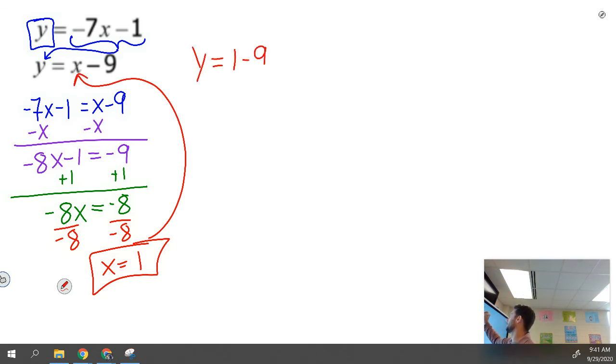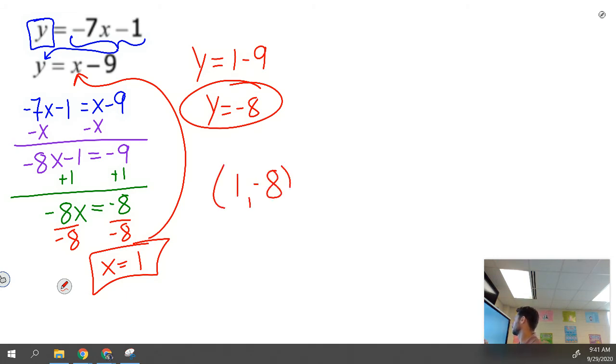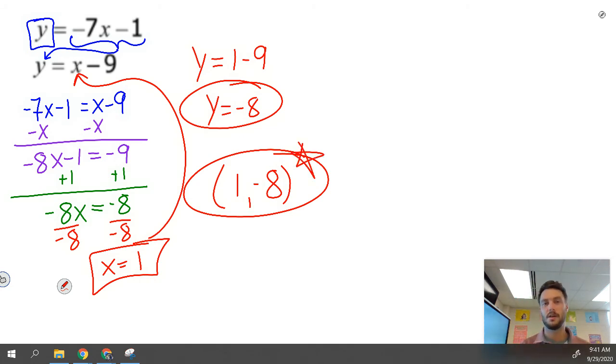1 minus 9 means y equals negative 8. So this is one of the easier ones because they're already set up to be substituted easily. 1, negative 8. That's my final answer. Awesome. Okay, so yeah, a lot of people don't use substitution for problems like these for some reason because they look a little different than they're used to with substitution.